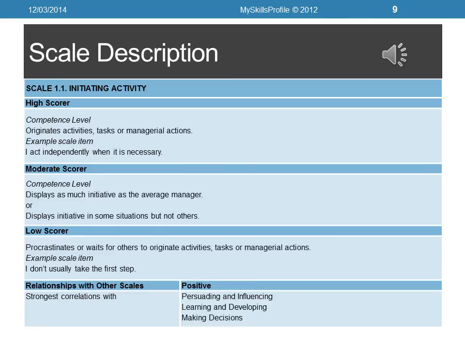This is an example of the more detailed scale descriptions that you find in the user manual. This table shows how to interpret high, moderate, and low scores on the scale that measures a person's ability to initiate work activity. It gives examples of the scale items. It also shows which other scales the scale has strong correlations with. Initiating activity has highest correlations with persuading and influencing, learning and developing, and making decisions. The user manual also gives information about the potential positive and negative implications of high and low scale scores.